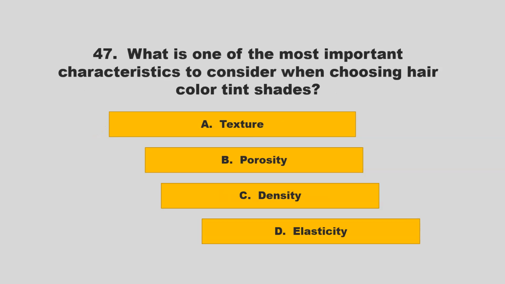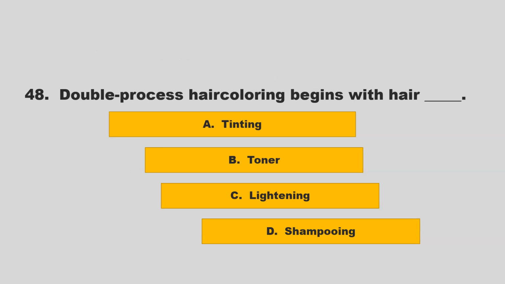What is one of the most important characteristics to consider when choosing hair color tint shades? Is it texture, porosity, density, or elasticity? If you chose B, porosity, you are correct.